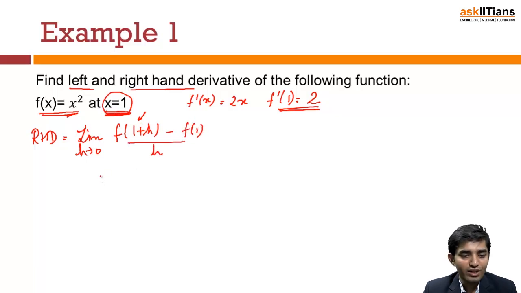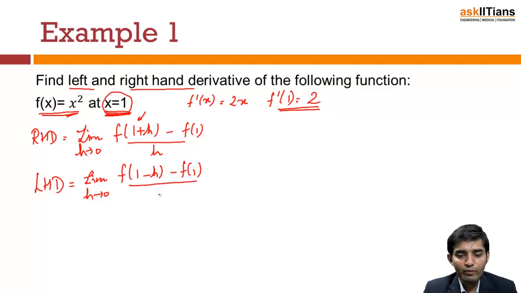This will be the right hand derivative. According to the definition of left hand derivative, this will be limit h tending to 0, f(1 minus h) minus f(1) divided by minus h.